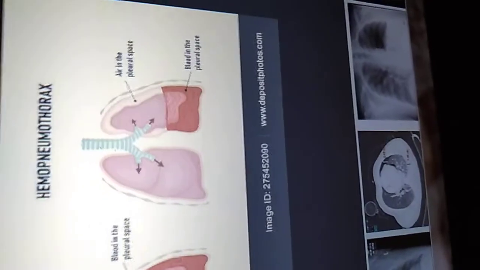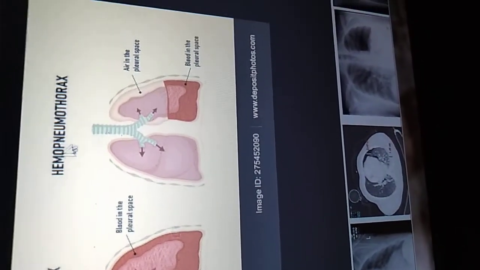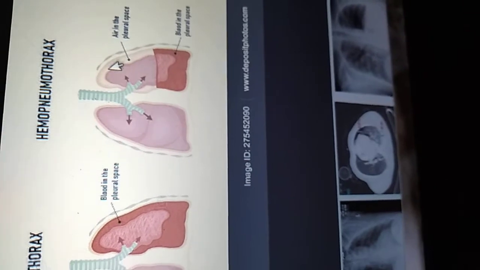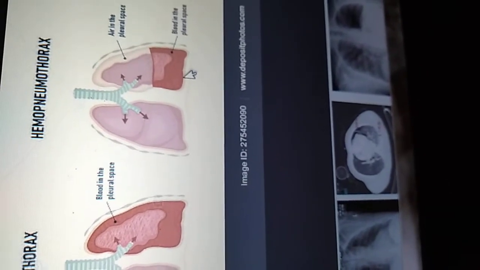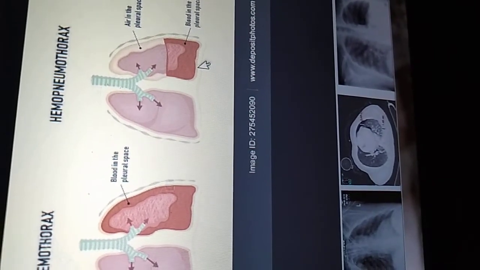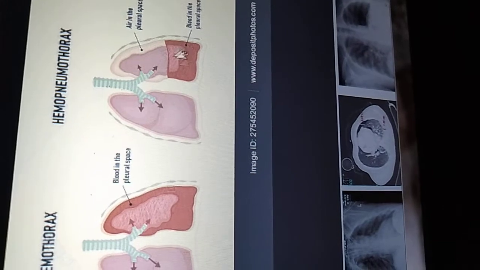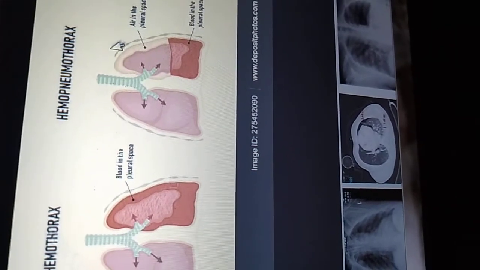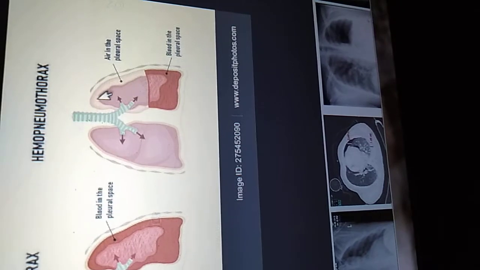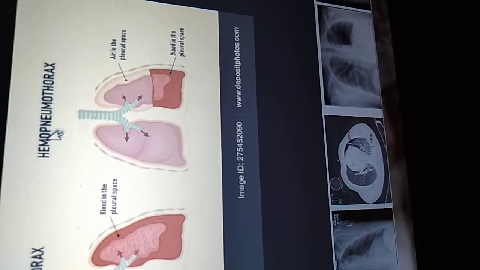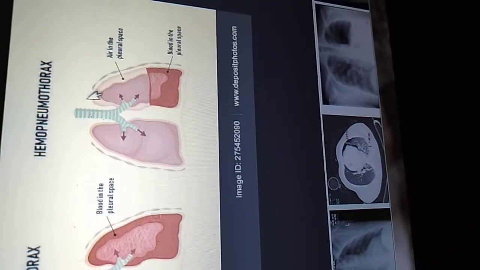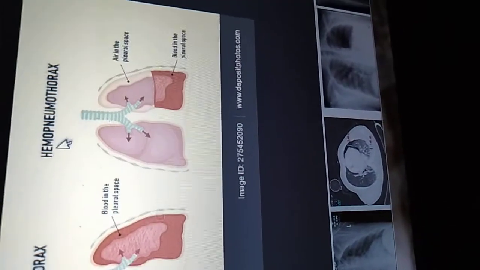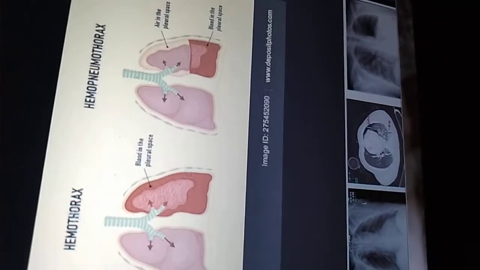Okay, don't confuse them. Next one, hemopneumothorax. What is hemopneumothorax? You should know this very well. In the inferior pleural side, hemo means the blood is present, and in the lateral side, pneumo means the air is present. So both hemo and pneumo are present: air as well as blood in the lung on the left side. So it's called hemopneumothorax.